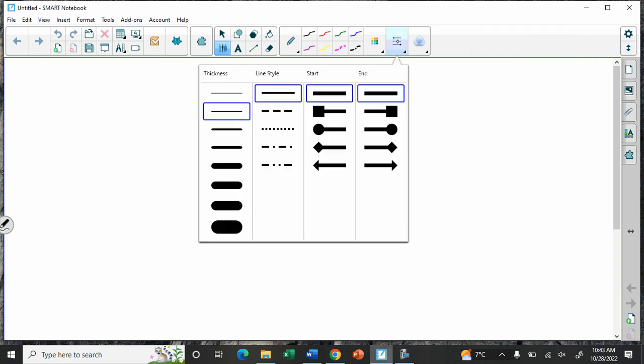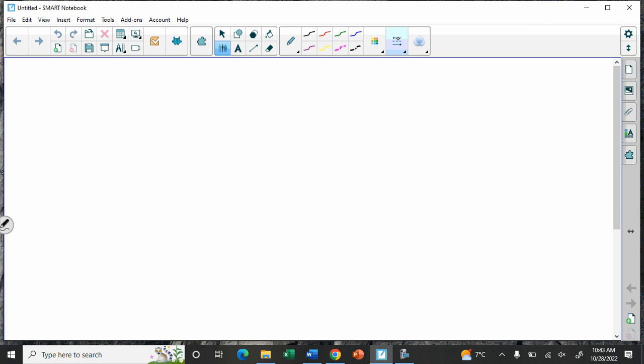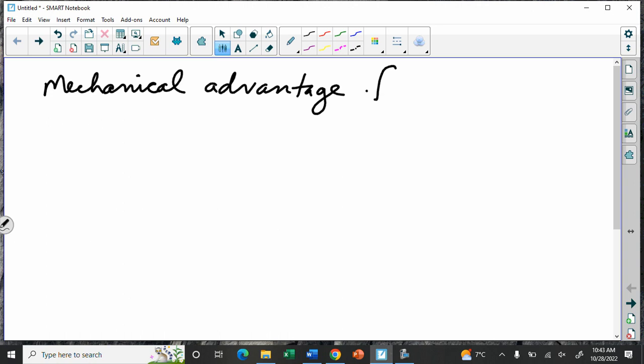All right, we are going to have a look at how we calculate the mechanical advantage for an inclined plane or a ramp. We use a ramp to lift things, right? To get them to a higher place. And so that's kind of what we're trying to do.